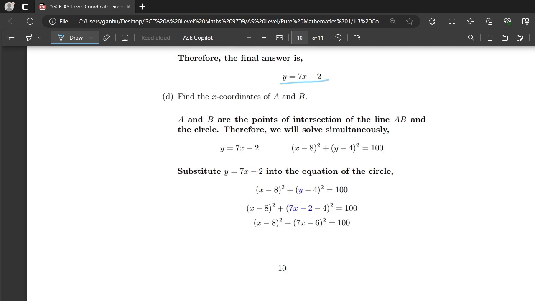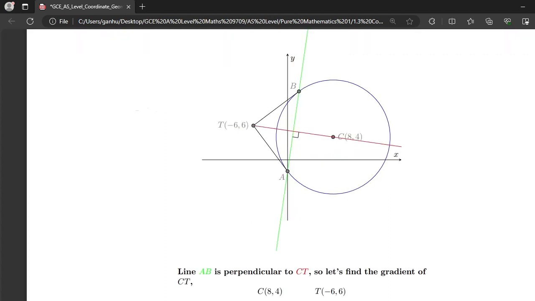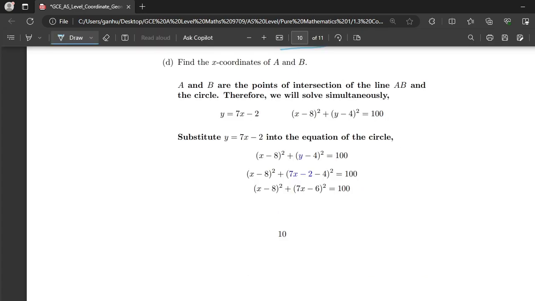Now let's move on to part D. Find the x coordinates of A and B. So if we come back to this diagram, you can tell that A and B are the points of intersection between the line through AB, which is this green line, as well as the circle. So if we can solve the circle and the line through AB simultaneously, we should get the coordinates of A and B. So we have the equation of the line through AB and we have the equation of the circle.